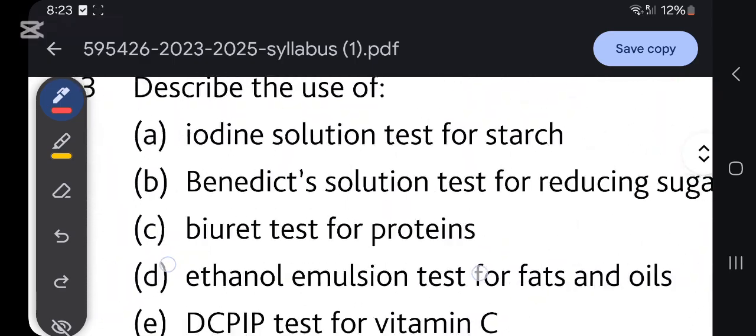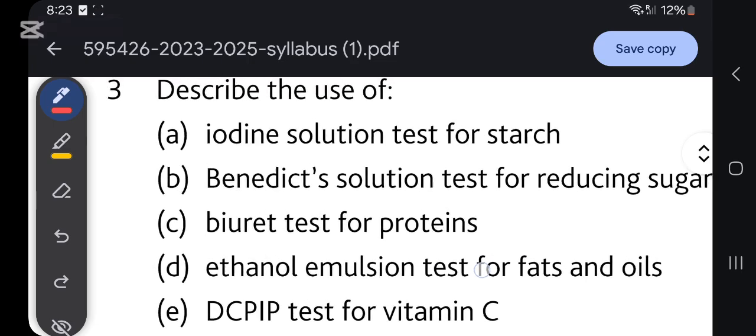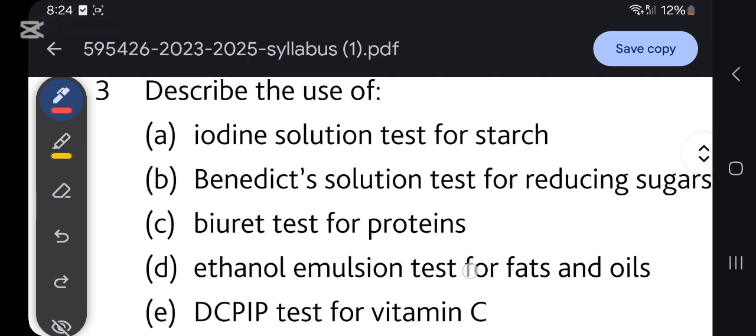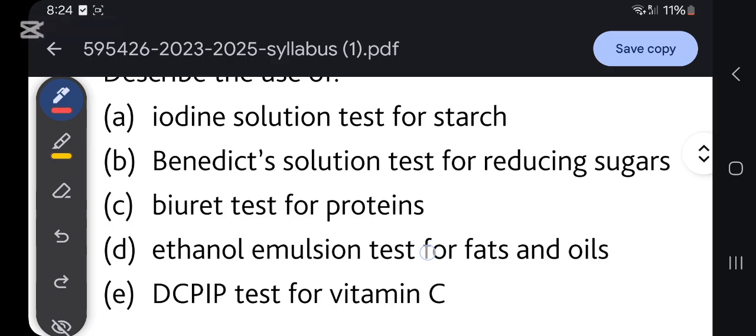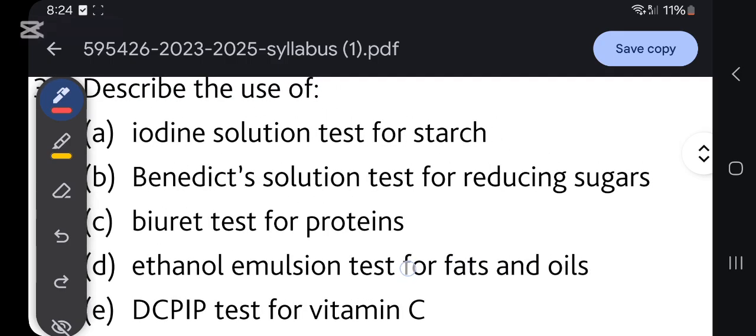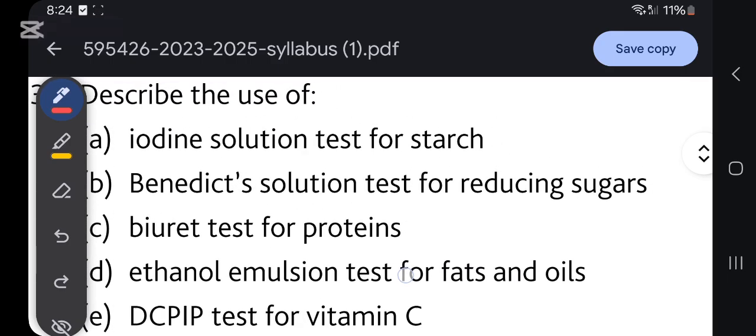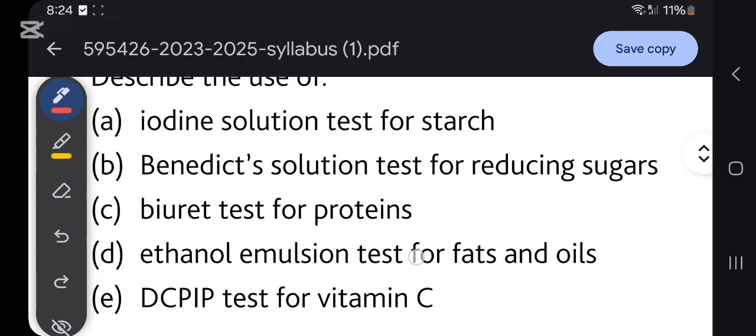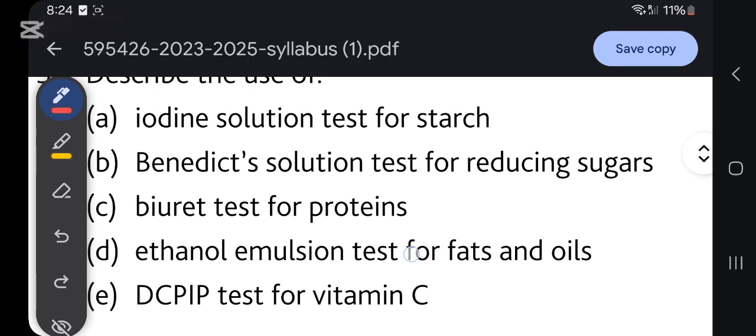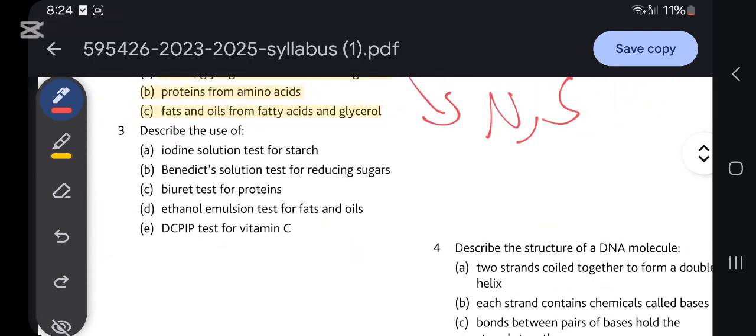DCPIP changes from purple to colorless. Ethanol emulsion test gives you a milky appearance; if not, it just remains like that. Biuret reagent turns from blue to purple. Benedict's solution gives a range of colors, blue to orange, yellow, green, yellow, and all that. I already told you. Iodine test goes from orange-brown to blue-black.